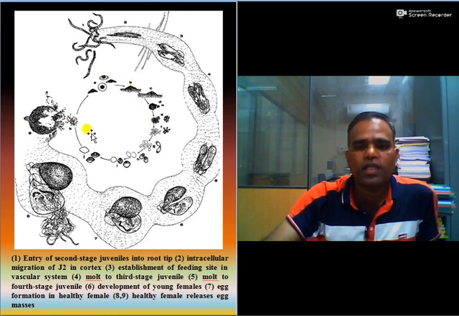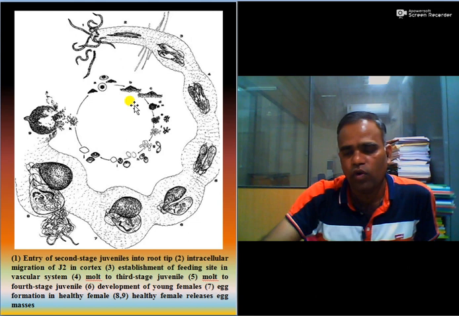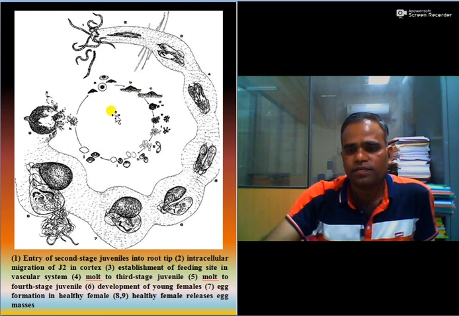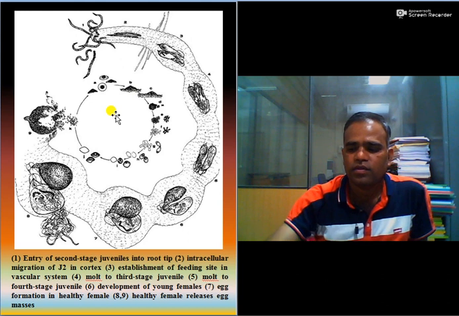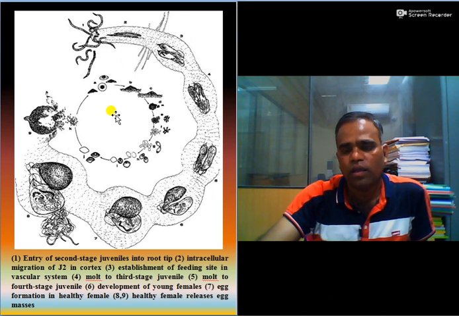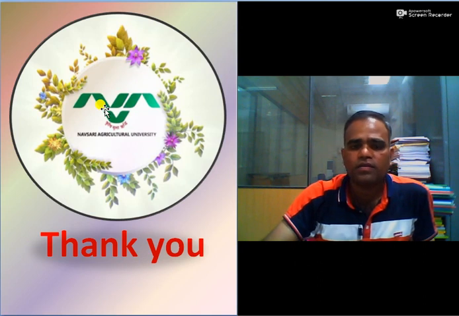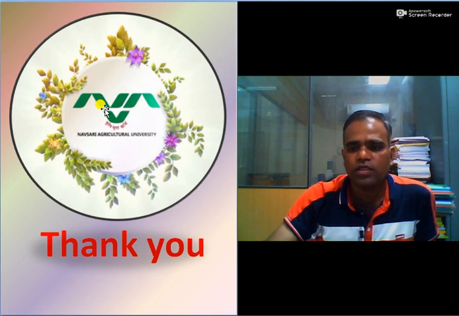So 7 to 8 generations are formed likewise. So one may ask about the biology or life cycle of the root knot nematode or general nematode. So you may explain with this figure easily. You must remember all these points of the morphology, general characteristics, and biology of nematode. So dear friends, I think you have got the idea about general morphology, general characteristics, and biology of nematode.